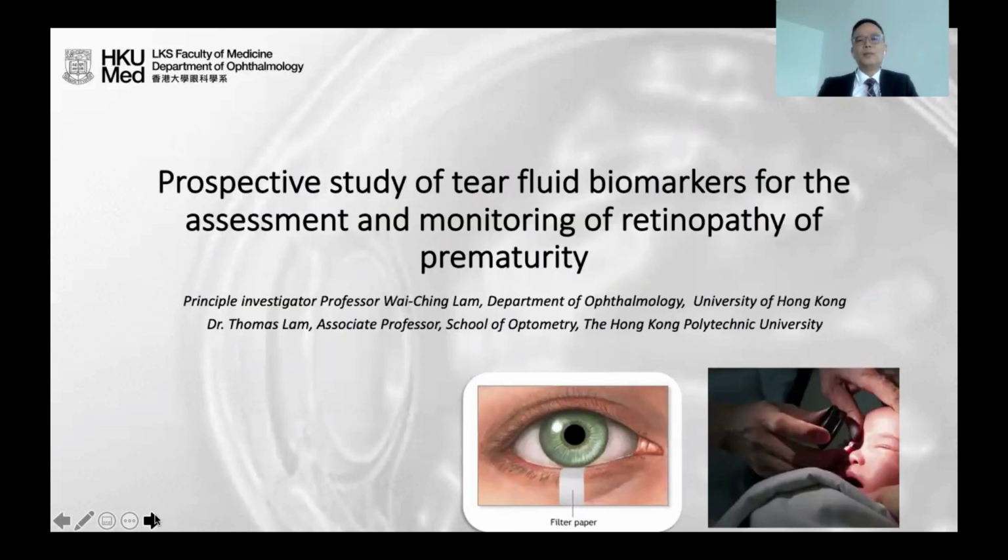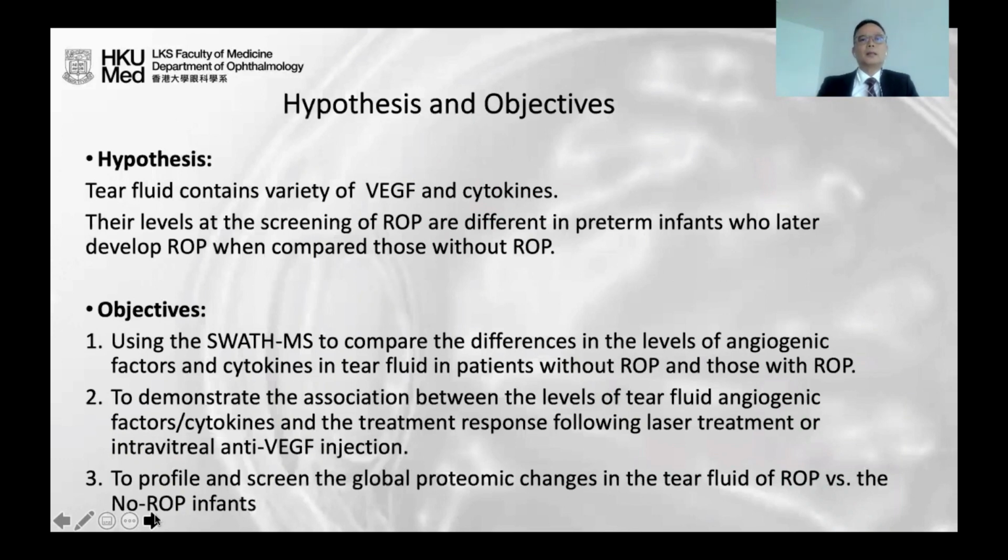We undertook a prospective study of tear fluid biomarkers for the assessment and monitoring of retinopathy of prematurity. This is a collaboration between ourselves and the Hong Kong Polytechnic University. The hypothesis is that the tear fluid contains a variety of VEGF and cytokines, and their levels at the screening of ROP are different in the premature infants who later develop ROP when compared to those without ROP.